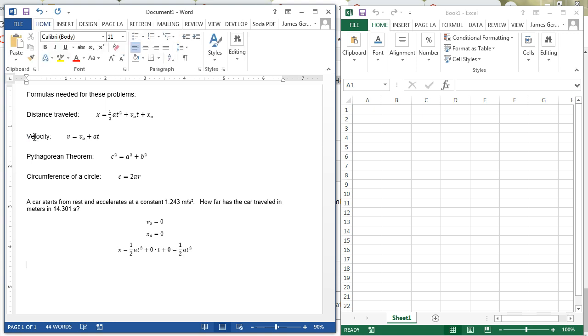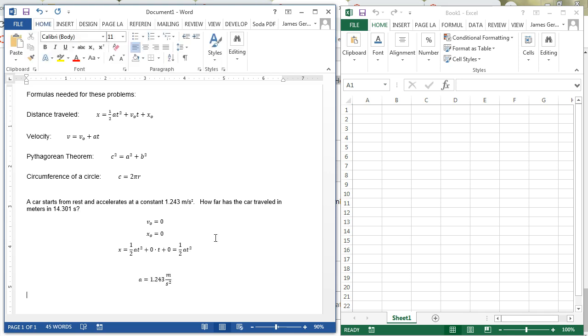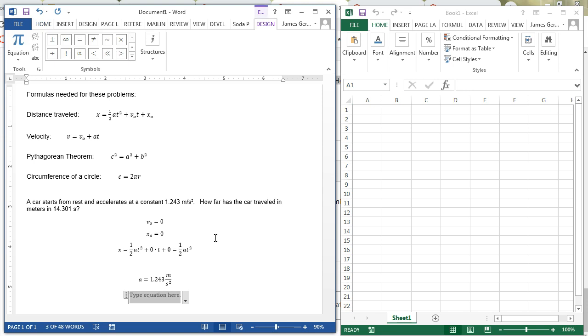All right, what's our acceleration? Well, it says it in the problem. It accelerates at a constant 1.243 meters per second squared. That tells us right there our acceleration: 1.243 meters per second squared. When are we interested in what's going on? How far has the car traveled in meters in 14.301 seconds? So we know our time is 14.301 seconds.